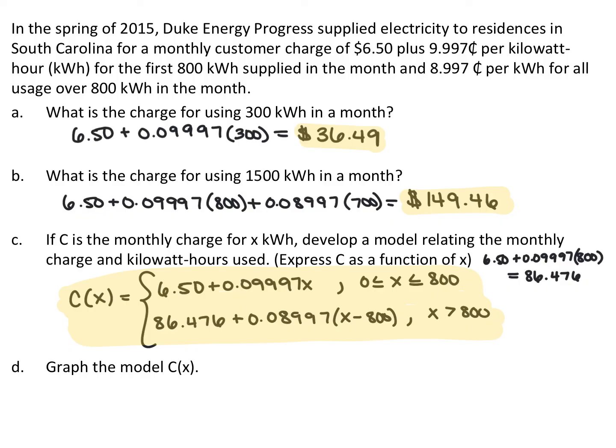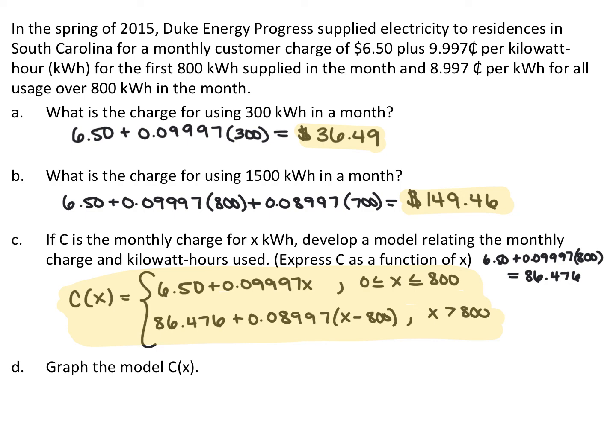The next part is a little bit trickier because we want to make sure we split off this 800 from anything above 800. So I calculated what this first part would be, the 6.50 plus the 800 first hours, and I got 86.476. So that's the cost for anything up to 800 hours. And then the additional on top of that is going to be 0.08997 times anything above 800.